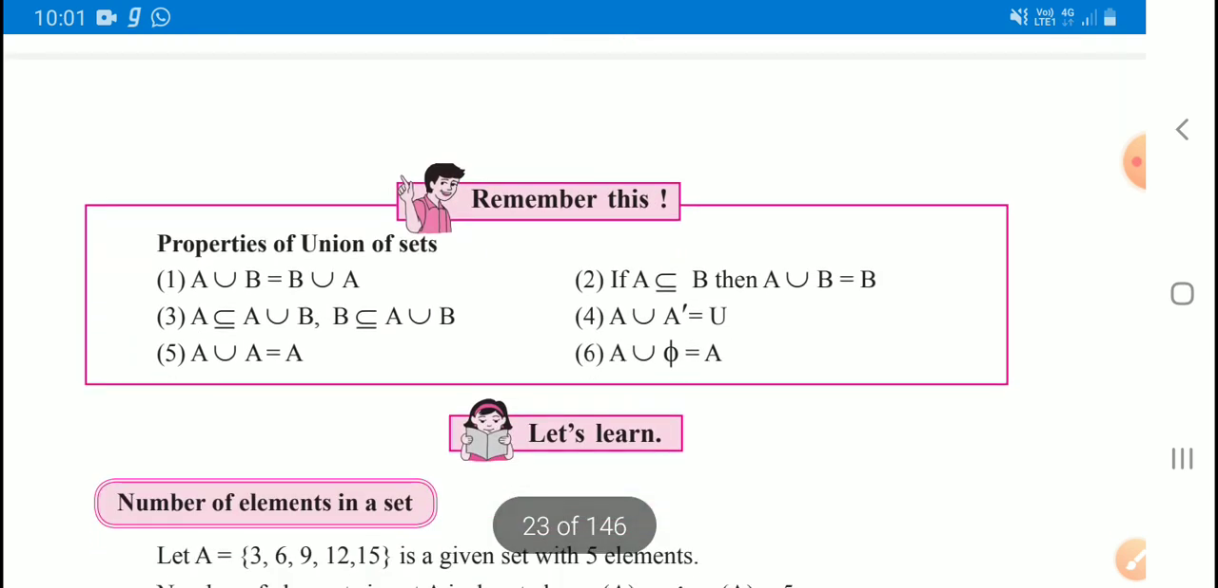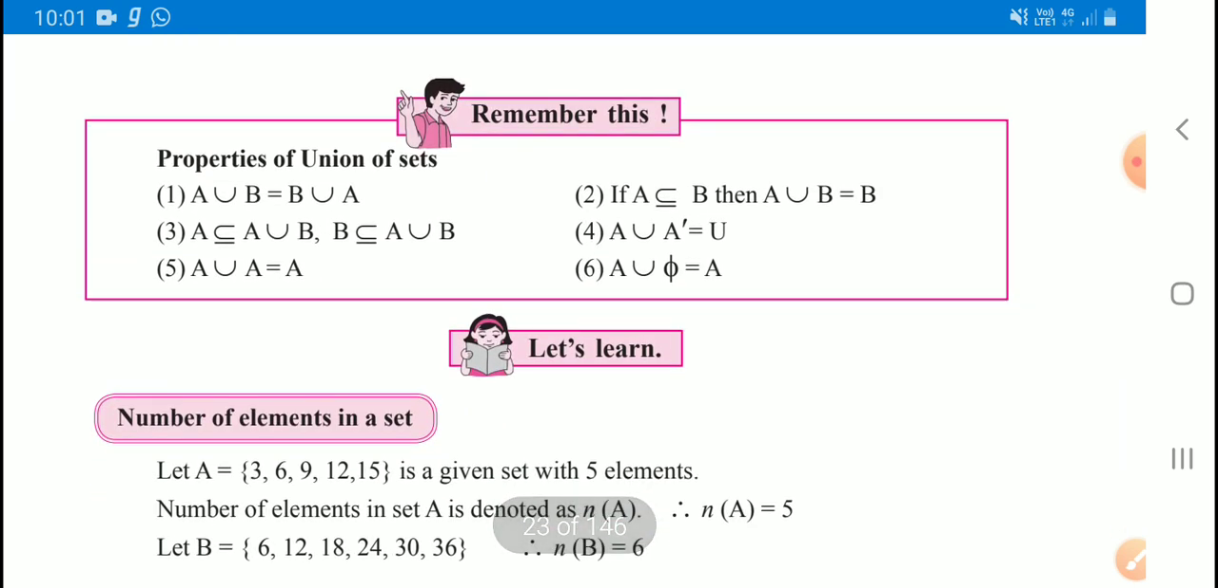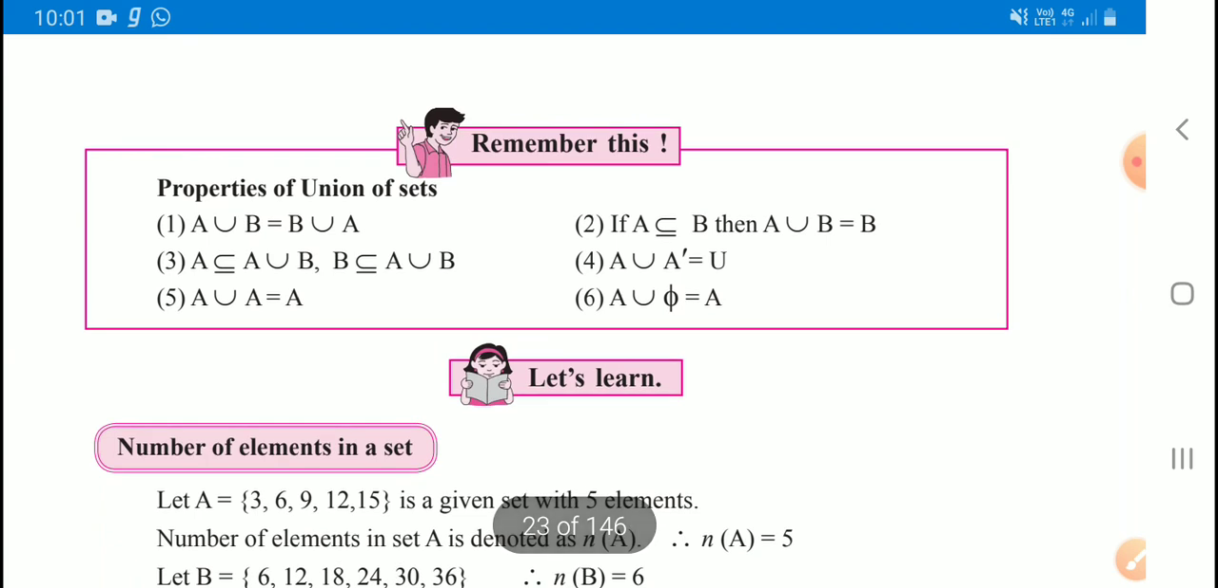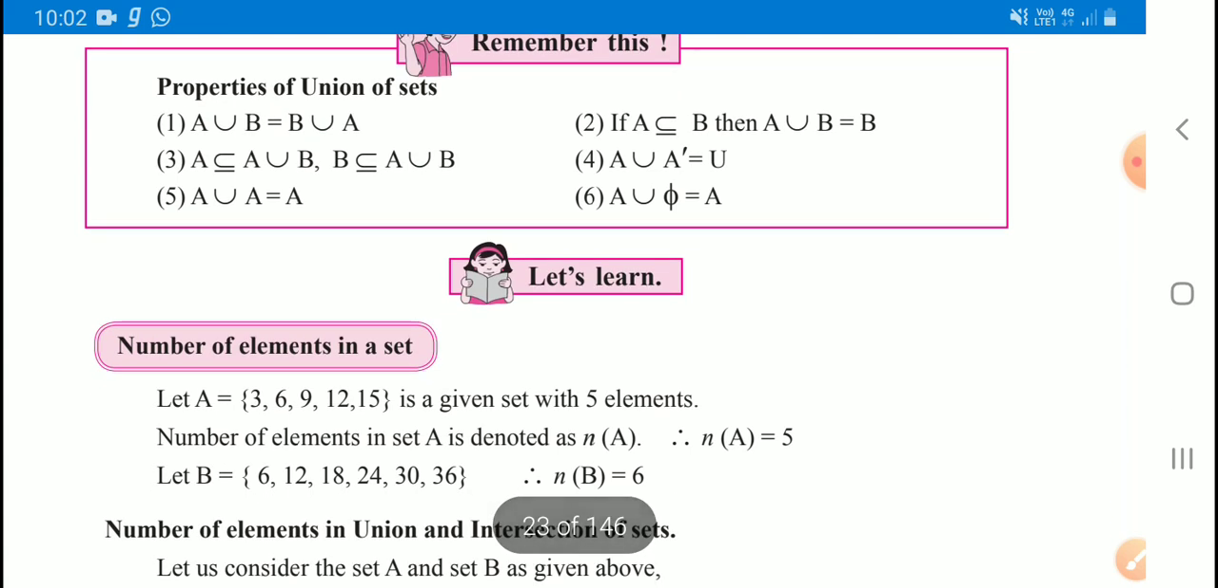Now we will see the properties of union of sets. A union B is equal to B union A, because union means all the elements from both the sets. So A union B and B union A both will contain the same elements. If A is a subset of B, then A union B is equal to set B. Third, A is a subset of A union B and B is a subset of A union B.